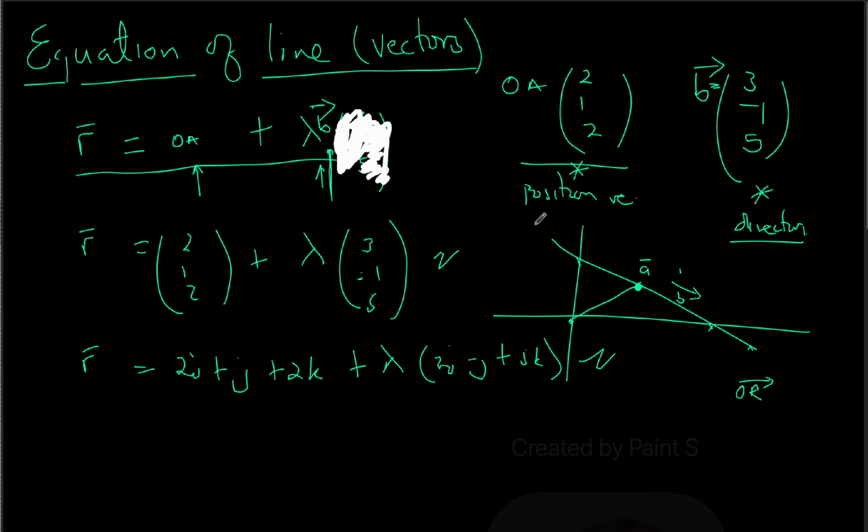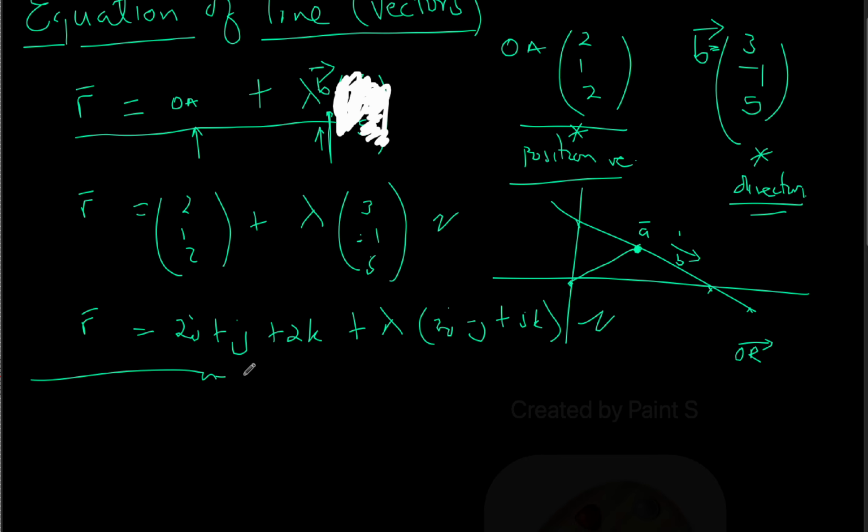This is the simplest version of it. You'll be given the positional vector already and the directional vector already. All you have to do is substitute them in this equation to get the equation of your straight line. That's one way of having it.